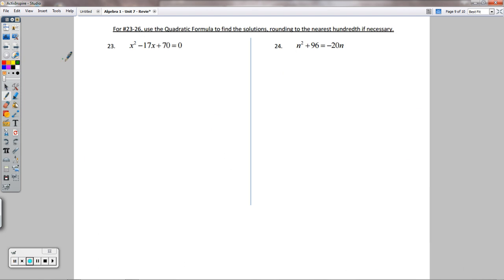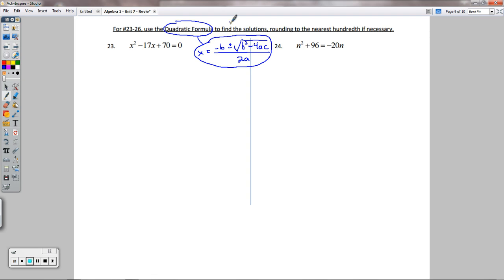And then moving on to the last batch here, 23 through 26, we're going to use the quadratic formula. So the quadratic formula is, you ready for a song? I think you are, yes. So x equals negative b plus or minus the square root of b squared minus 4ac all over 2a. Memorize that formula. Know that little song, if that helps you memorize the formula.